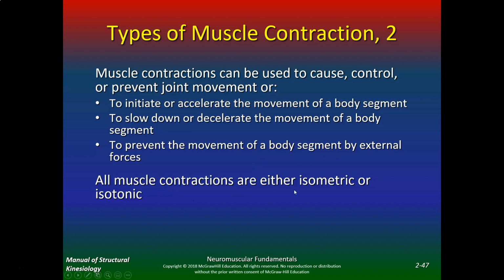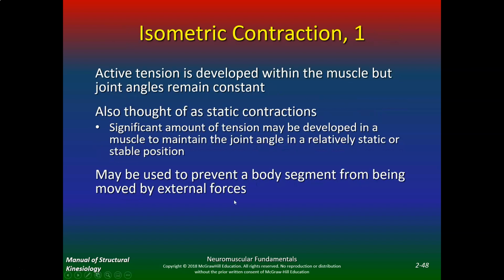So all muscle contractions are either isometric or isotonic. And being able to know the difference between isometric and isotonic is definitely something that will be on the quiz. So with an isometric contraction, active tension is developed within the muscle, but joint angles remain constant.